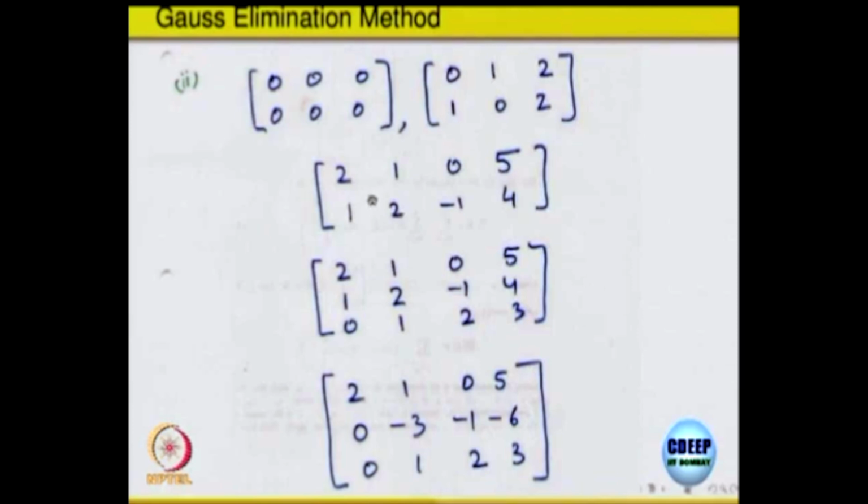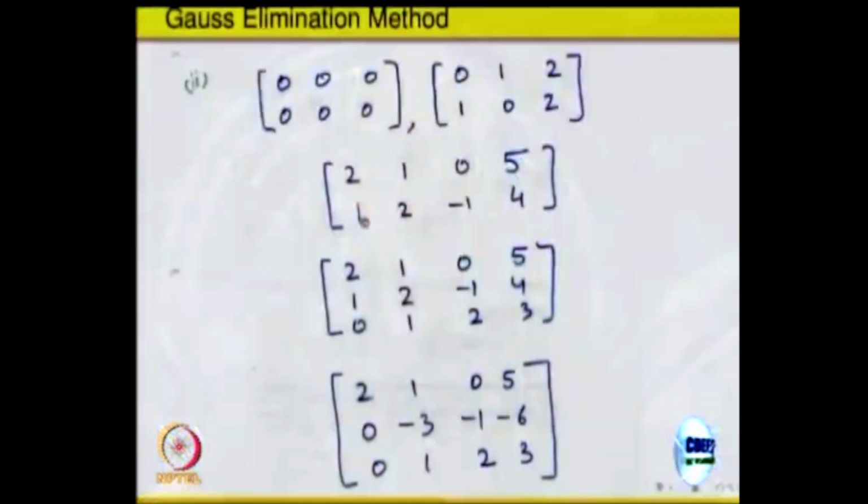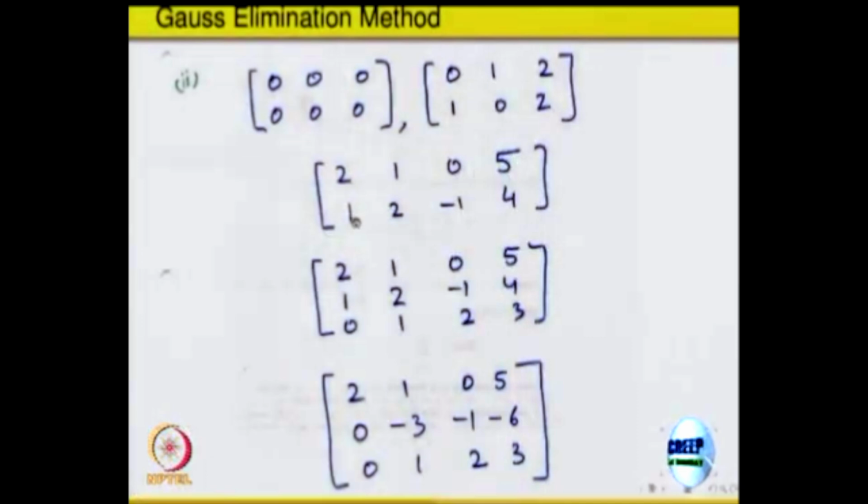Is it okay that this is in the row echelon form or not? Yes? No, it is not in the row echelon form. Why is it not in the row echelon form? Because here the first non-zero entry is coming at place 2. In the next row, the non-zero entry should not be coming at the same column. It should be on the right side. See the second property, right? So this is not in the row echelon form because the non-zero entries for both the rows are coming at the same column, right? What about this one?